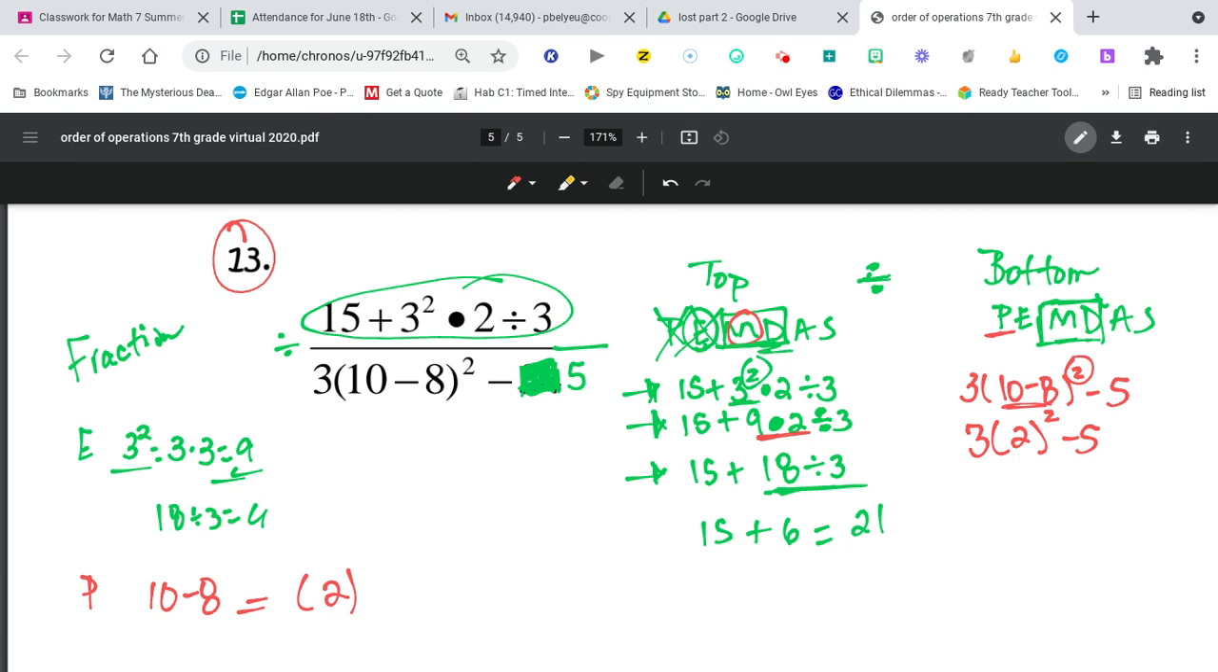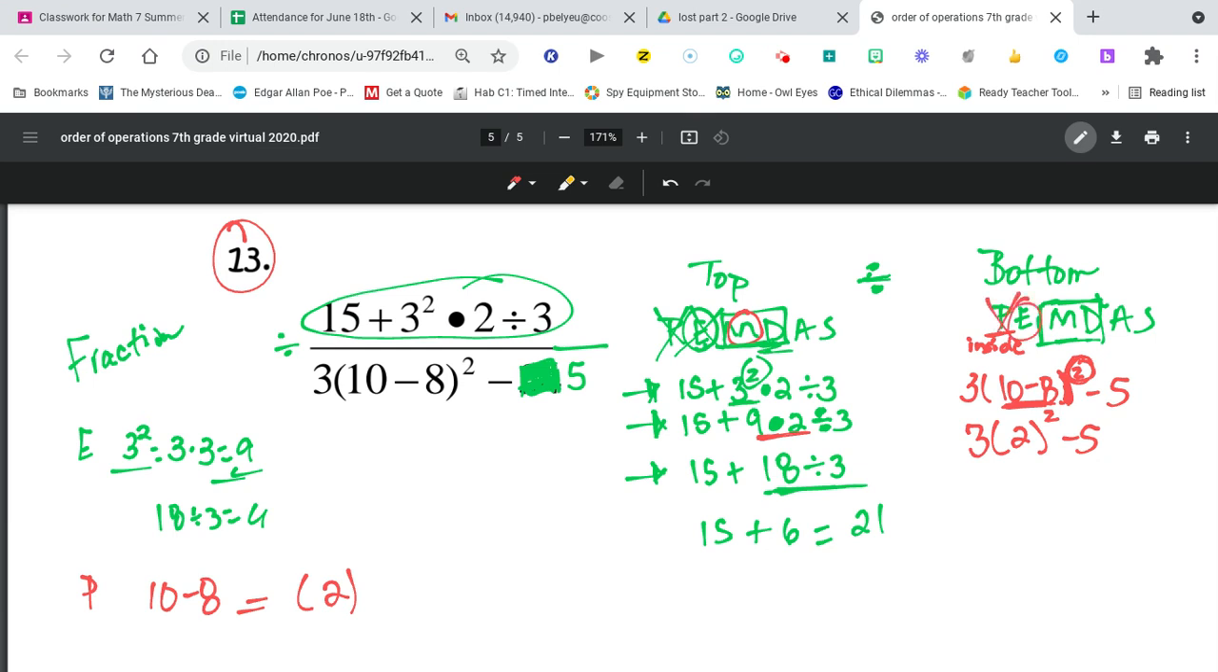Now be careful that you don't try to say 10 to the second power or 8 to the second power. That 2 is on the outside of the parentheses. So do what's on the inside of the parentheses first, okay? And 10 minus 8 is on the inside. 2 is on the outside. So just do 10 minus 8, which is 2 first. Then we'll worry about that exponent, okay? Got the inside of the parentheses taken care of.